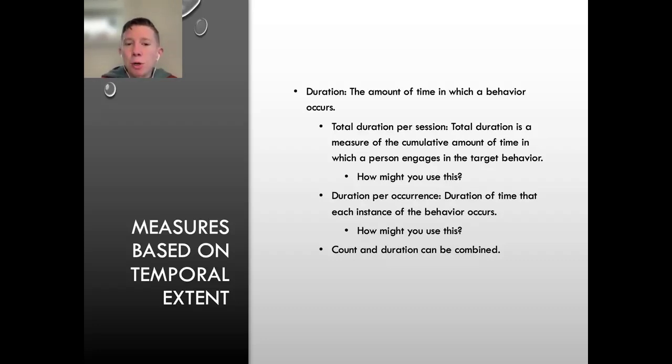And then duration per occurrence is the duration of time that each instance of the behavior occurs. And so we're essentially saying each time that the behavior occurs, I'm going to start the stopwatch. When it stops, I'm going to stop the stopwatch, and then I'm going to write down the time, and then I'm going to average those. And count and duration, remember, they can be combined, so we don't have to do just one or the other.